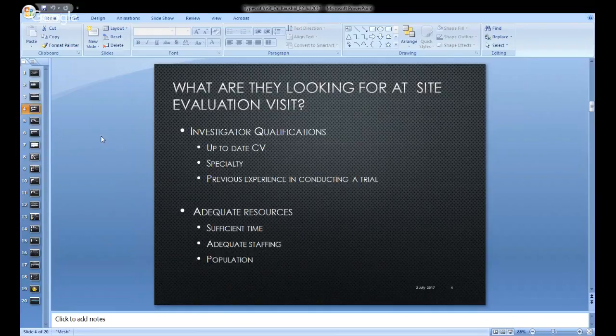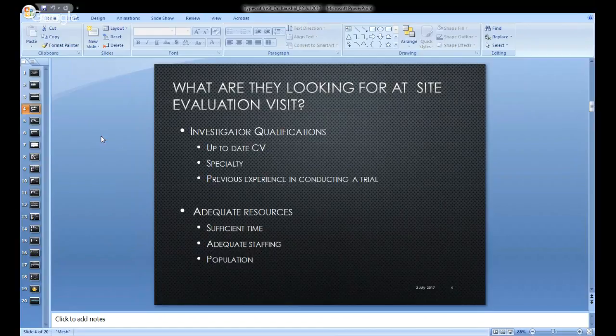So what do we try to evaluate? What are we looking for at the site evaluation visit or site selection visit? Or we also coin it as the site feasibility visit. So multiple terms are used, like we know. Under clinical research, we have multiple terms that keep coming up every now and then.